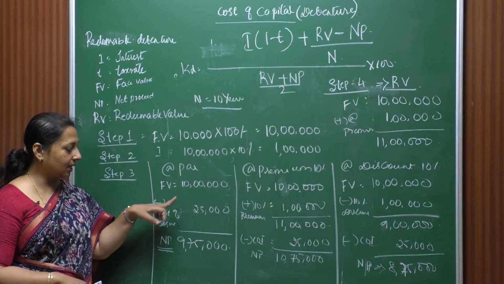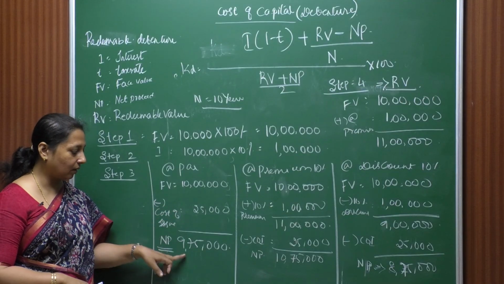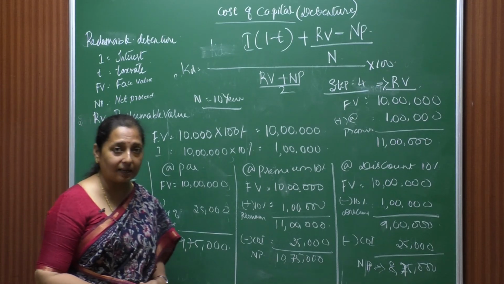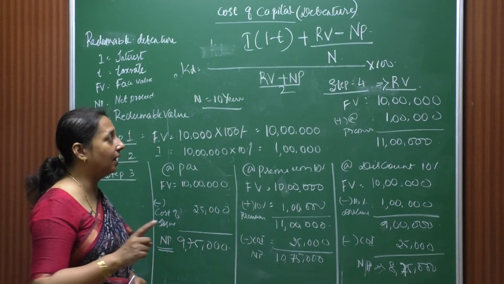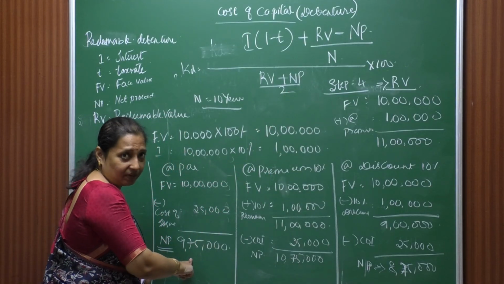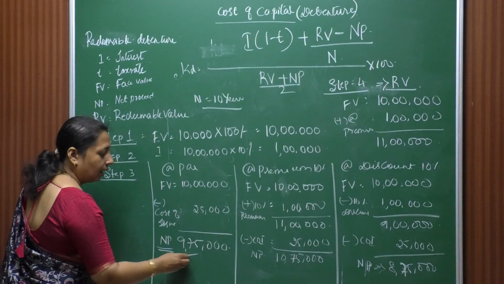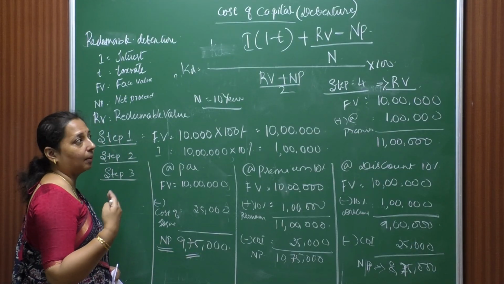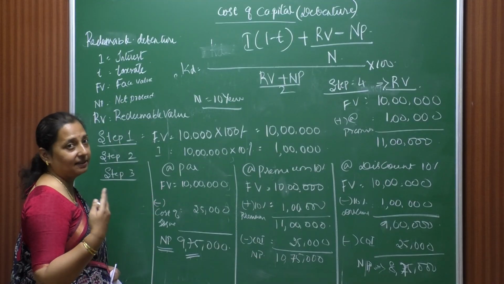So, face value is 10 lakh, cost of issue 25,000, so 9 lakh 75,000. Here, when we are calculating cost of debt at par, we will take NP as 9 lakh 75,000. So, this is for at par value. RV we will take as 11 lakh, I will tell you how.